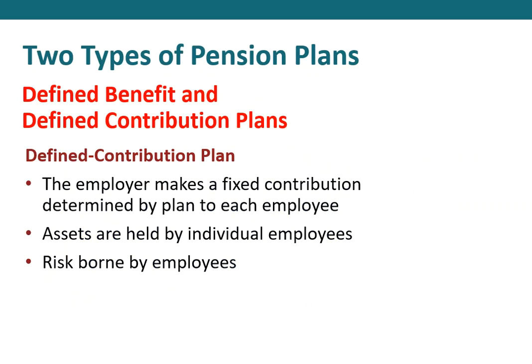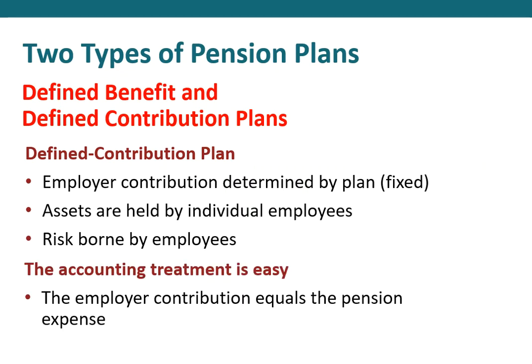There are two types of pension plans, defined benefit and defined contribution plans. Under a defined contribution plan, the employer will make a fixed contribution determined by the plan to each employee each year. Assets are held by individual employees in their own retirement accounts, and the employees bear the risks of good markets and bad markets. The accounting treatment for defined contribution plans is very easy. The employer contribution to the employee's plan is the pension expense for the year or period.